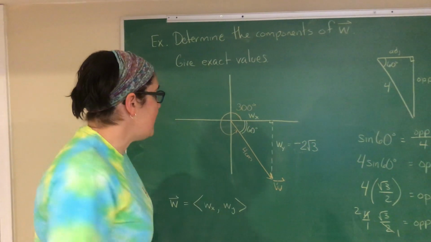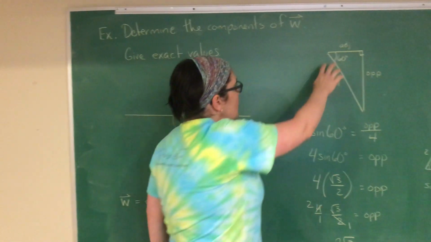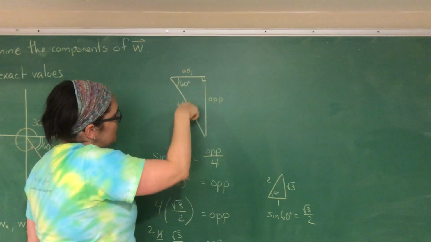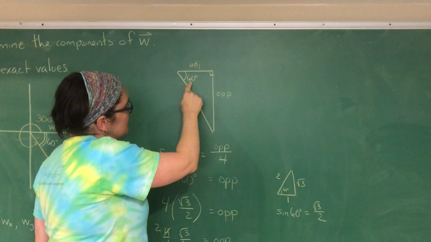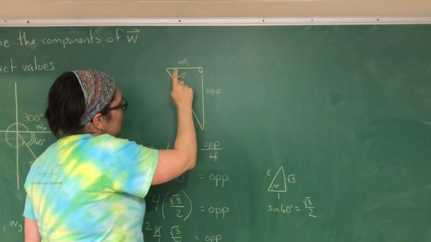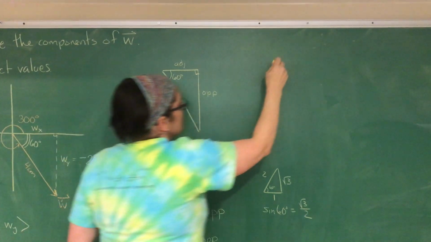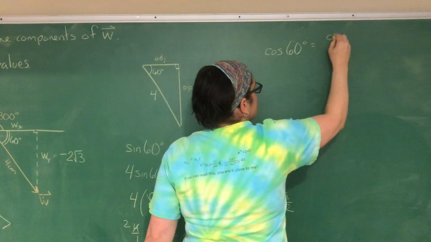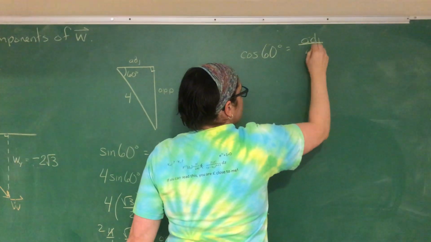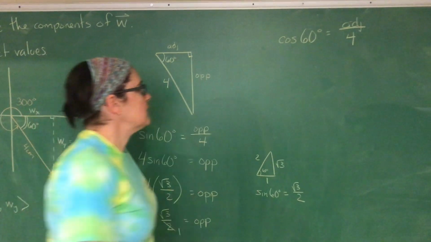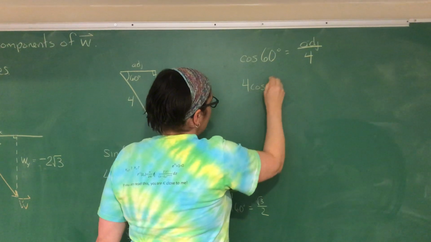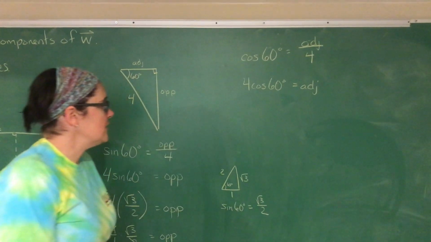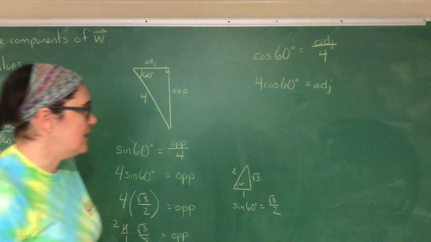So that's our y value, and now we want to figure out the x value, and so that is our adjacent side. And when I'm thinking about my 30-60 right triangle, and I'm looking at my 60-degree angle, adjacent over hypotenuse is cosine, so we have cosine of 60 degrees is adjacent over hypotenuse, which is 4. Multiply both sides by 4. And so I have 4 times cosine of 60 degrees is our adjacent side.